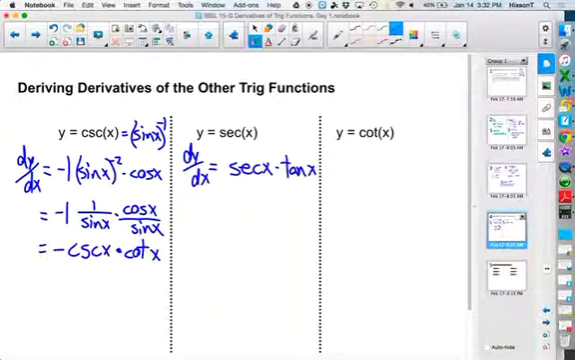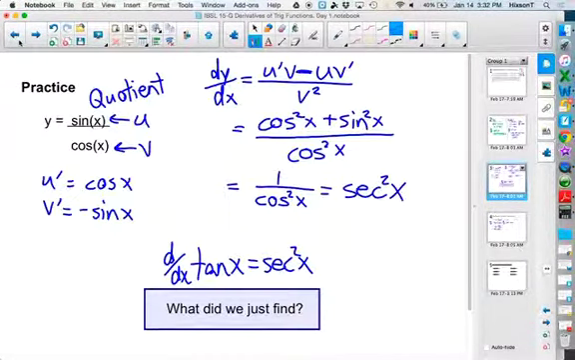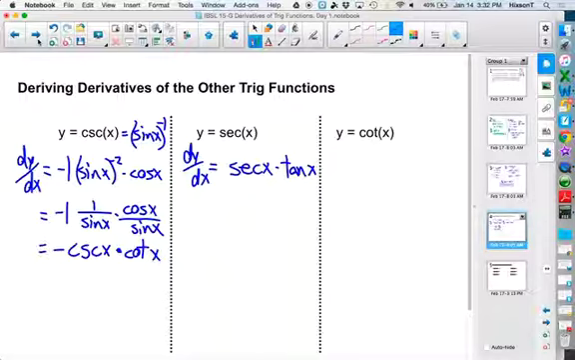Okay? And then cotangent, we could do just like the tangent. And it's actually kind of similar to the tangent one. What do you think it is? Tangent was secant squared. So what do you think cotangent is? Not cosine squared. Cosecant squared. Okay? Cosecant, and it's actually negative cosecant squared.